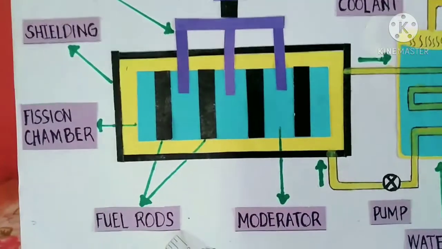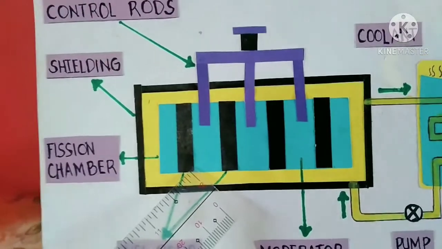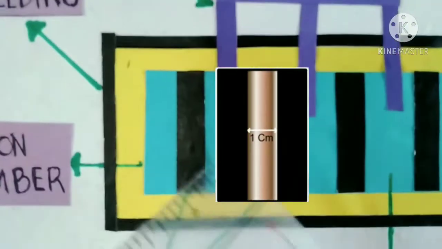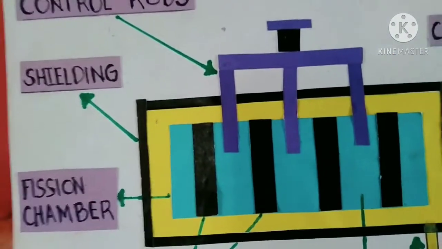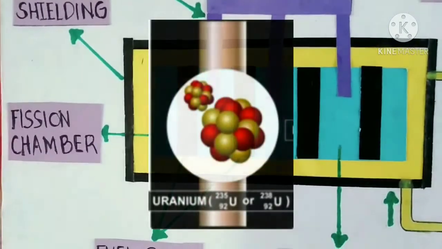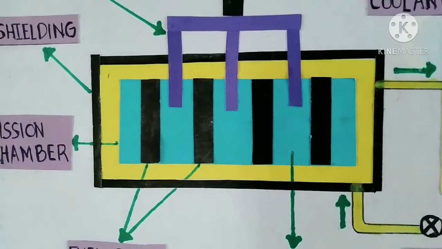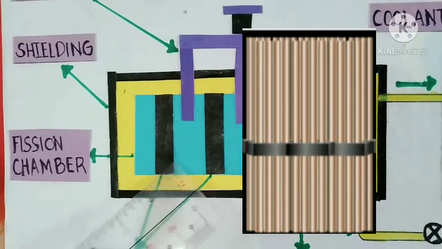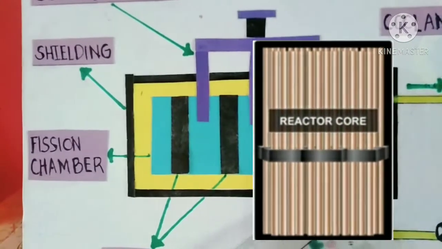Fuel elements or fuel rods come usually in the shape of thin rods of about 1 centimeter in diameter. So these are the fuel rods, the color black, which is about 1 centimeter in diameter and contain fissionable nuclei like uranium-235 or uranium-238. These rods vary in number according to the size of the reactor. In large power reactors, thousands of these fuel elements are placed close to each other. This region where these fuel elements are placed is called the reactor core.